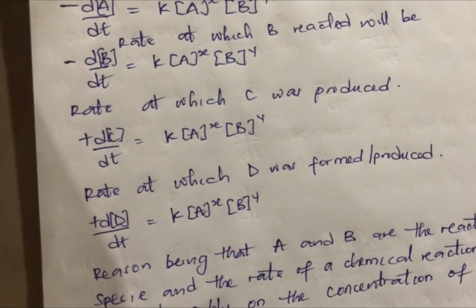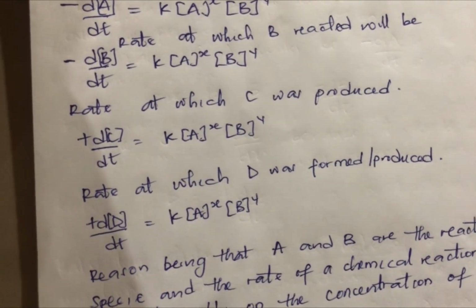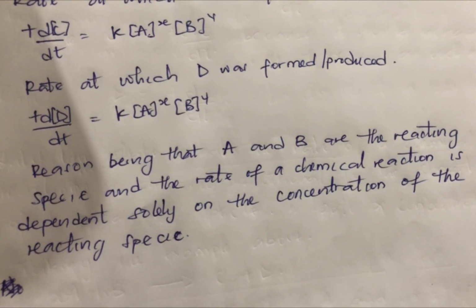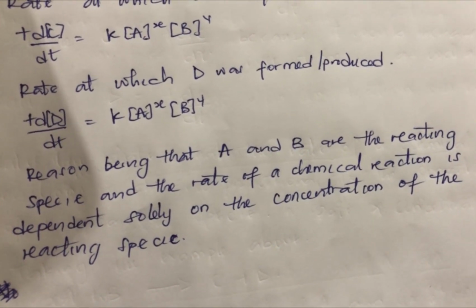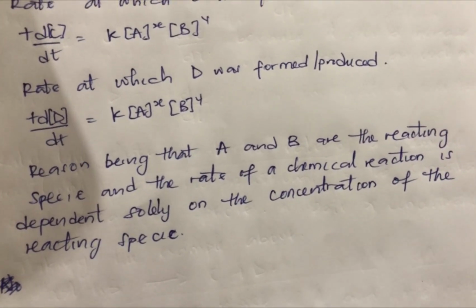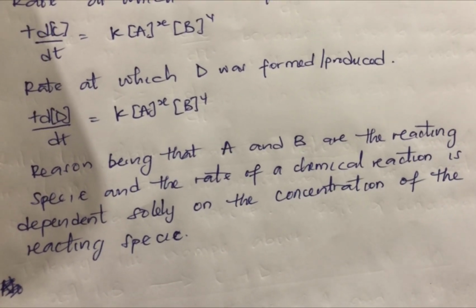Now, the reason why A and B are reacting species, and the rate of chemical reaction is dependent solely on the concentration of the reacting species. Now, that's it. The rate of chemical reaction is solely dependent on the concentration of the reacting species. Now, we have order.